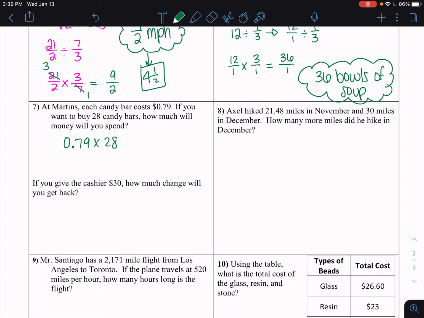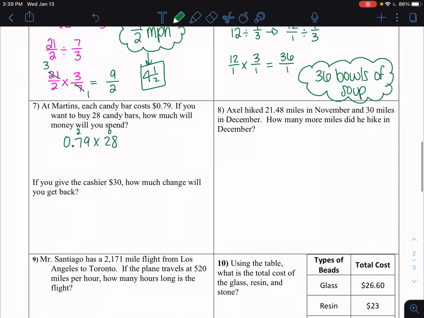Remember to multiply decimals. We're going to count the number of decimal places. So this one has 2 decimal places. This one has none. So I have to add in 2 decimal places at the end. So I can just multiply the numbers without the decimals. 8 times 9 is 72. Carry the 7. 8 times 7 is 56. Plus 7. 56 plus 7 is going to be 63.